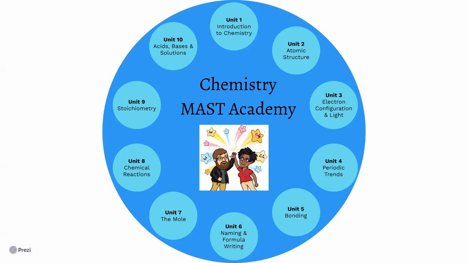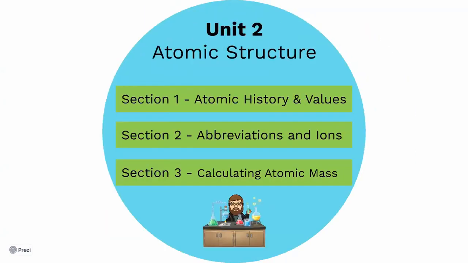The units, using Unit 2 as an example, are divided into different sections. Each section will be covered in roughly one class period, with follow-up assignments strengthening the knowledge that students gained from lectures. Most of the units have anywhere from 3 to 6 sections. Unit 2, for example, is divided into 3 sections. Section 1 will cover atomic history and values. Section 2 will cover abbreviations and ions of the elements. And Section 3 will cover some mathematical concepts in calculating atomic mass.